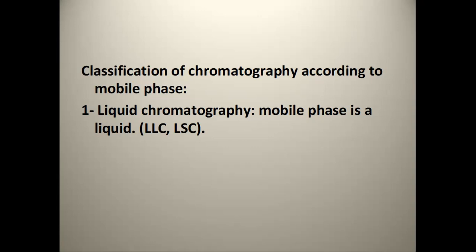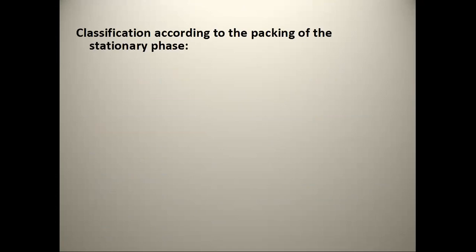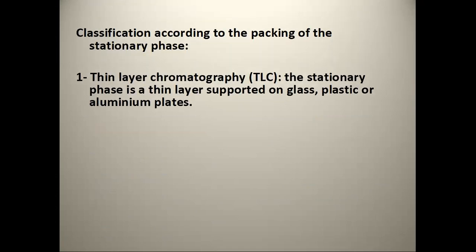Well, basically, you have many different types of chromatography. Gas chromatography is, of course, one of them. So you use gas as the mobile phase. So you have gas solid chromatography and gas liquid chromatography. You also have TLC or thin layer chromatography. The stationary phase is a thin layer supported on glass, plastic, or aluminum plates.